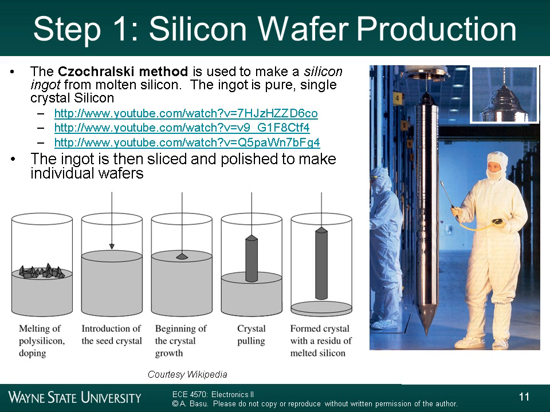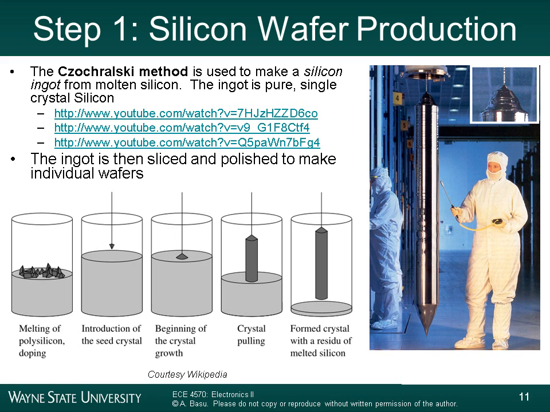So let's talk a little bit about the first step here. This is called the Czochralski method. If we want to make one of these ingots, this is the picture of an ingot that you see here. The first step in silicon microchip fabrication is making this ingot.